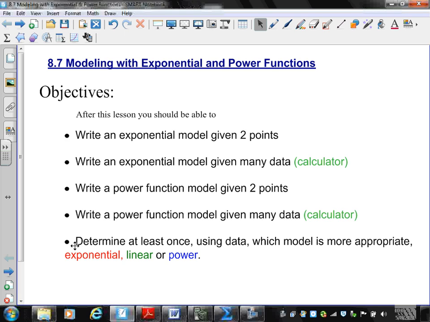We're going to write an exponential model given just 2 points. That's going to be by hand, no calculator. And then we're going to be given many data, and we're going to use a calculator to write an exponential model. We're also going to do those two same things with power functions. We're going to write a power function given 2 points, and we're going to write a power function model given many data, and again, that's on the calculator. And while we're doing this, particularly on the calculator, we're going to determine at least once which model is best. Is exponential better than power, or is linear a better possibility? And we'll talk about when do we get to make a choice?